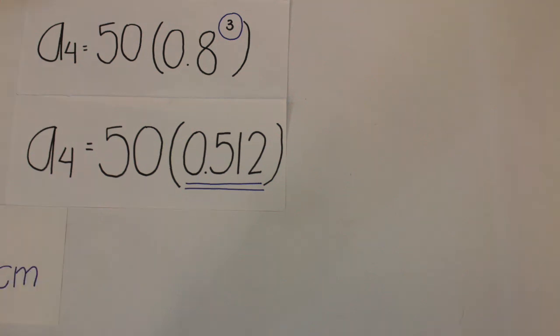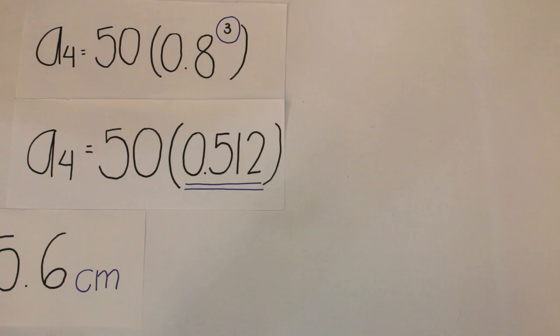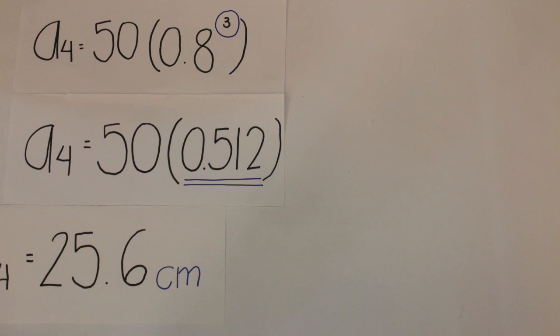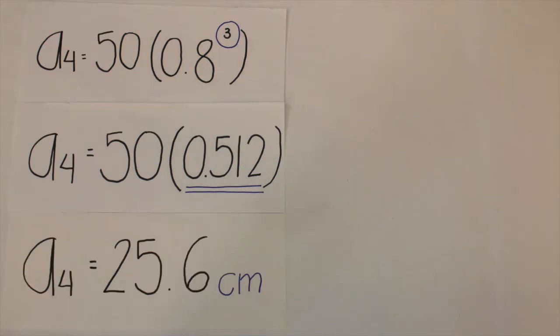Fifth step. Multiply 50 by 0.512 and that will be your final answer. 50 multiplied by 0.512 will be 25.6. Your final answer is 25.6, which is the fourth swing.